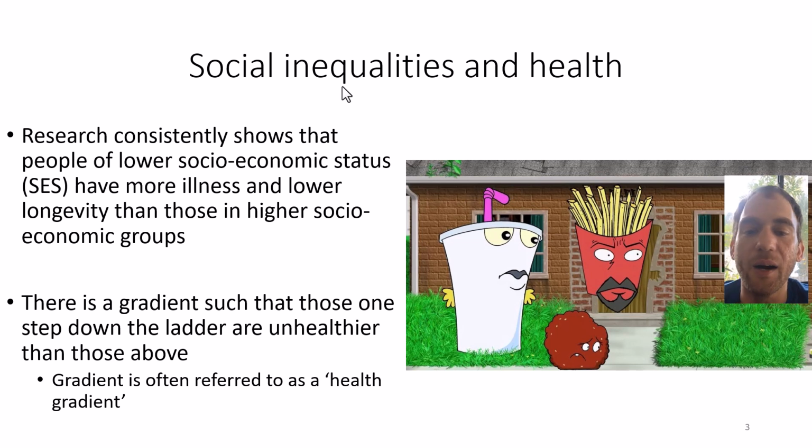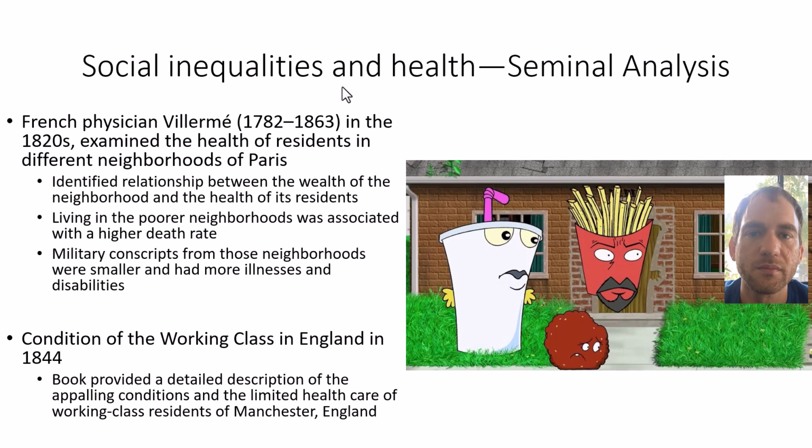And then ultimately trying to figure out why. What is it about being poorer, especially during the 19th century, that puts these people at greater risk of negative health outcomes?